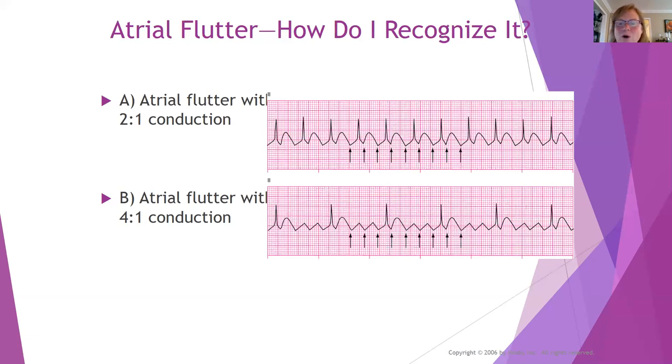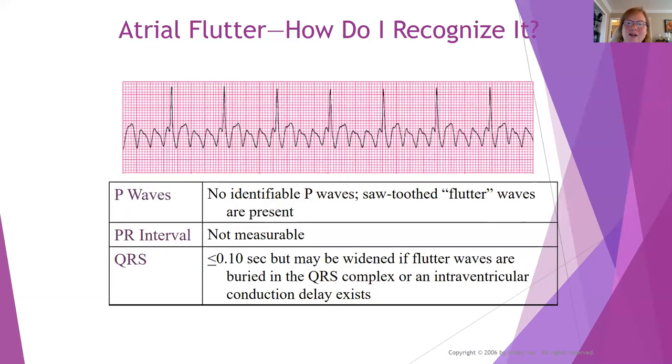So for every 4 P waves, one impulse is conducted through that ventricle. So I did an example of such a messy calculation there for you, and I apologize. We'll practice some in class as well, and it will be a little bit easier to see them. We'll make sure we've got examples, although this one isn't a hard one to see. It's just quite fast.